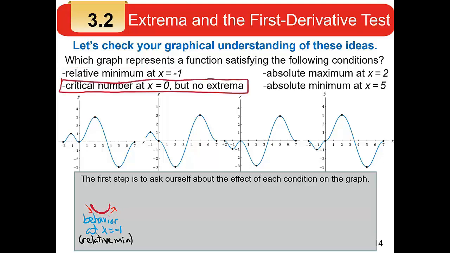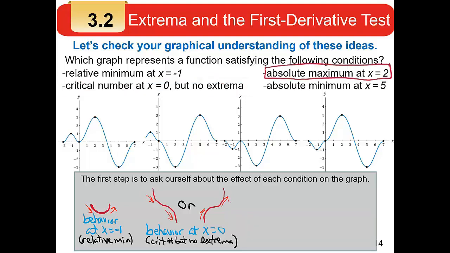The second condition says there's a critical number at 0 but no extrema. Remember, you have no extrema at a critical number when it doesn't go down, up, or up, down. It either goes down, down, or up, up. So it would either be that down, down behavior, or up and up. That's what the behavior around x equals 0 would be.